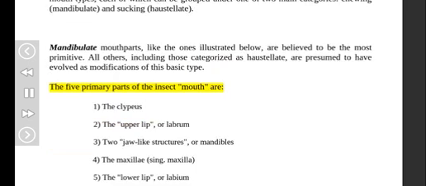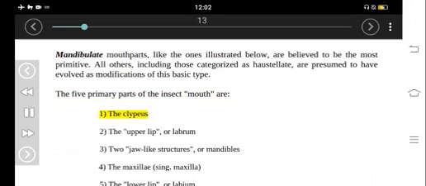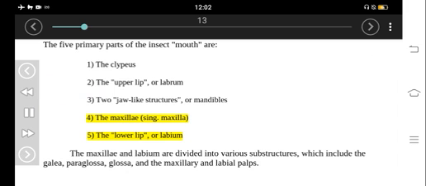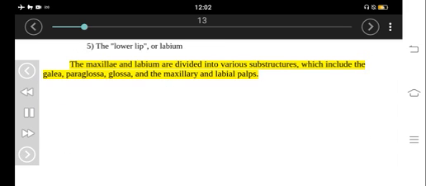The 5 primary parts of the insect mouth are: 1. The clypeus. 2. The upper lip, or labrum. 3. Jaw-like structures, or mandibles. 4. The maxillae, singular maxilla. 5. The lower lip, or labium. The maxillae and labium are divided into various substructures, which include the galea, paraglossa, glossa, and the maxillary and labial palps.